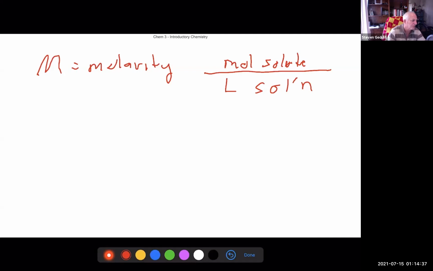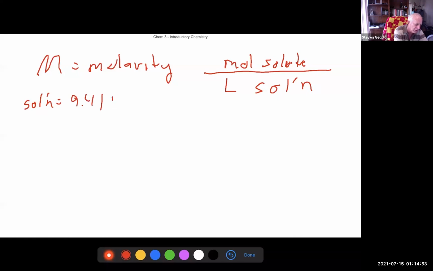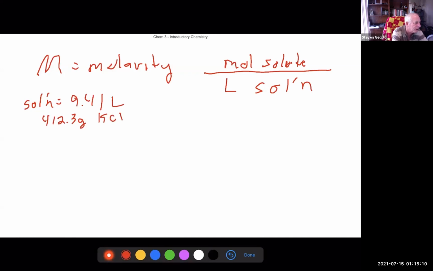Let's do one of the examples in the book so you can clarify that. Let's do example 11.4. It says an aqueous solution has a volume of 9.41 liters. So you have this solution, and the volume of the solution is 9.41 liters. It contains 412.3 grams of dissolved potassium chloride, and it wants to know, find the molarity of the solution.